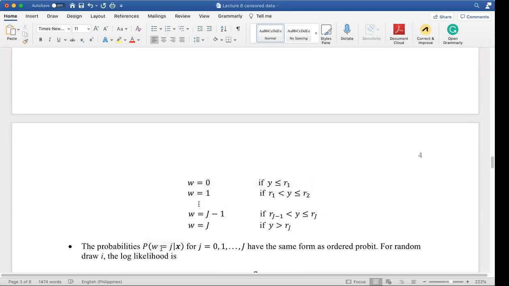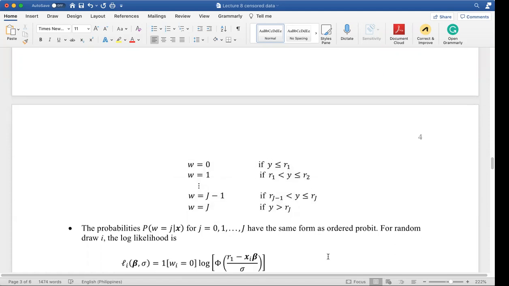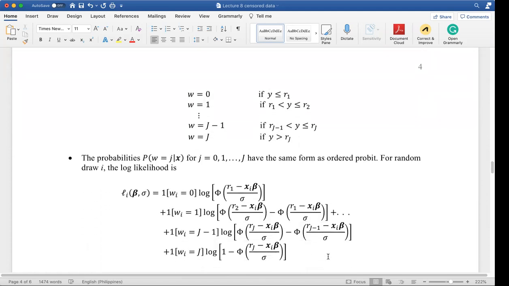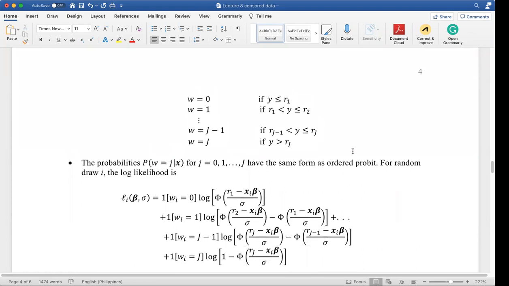Now the probability that W is equal to j for j going from 0, 1 down to big J has the same form as the ordered probit. Okay. So if you look at your notes for ordered probit, for a random draw i, the likelihood is given here. Okay. An observation i would only fall into one of these categories. Okay.